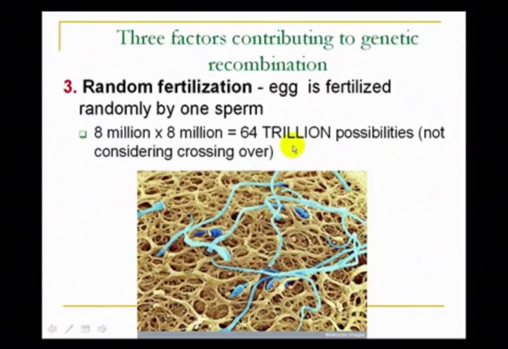So if as a female I can make 8 million different combinations based on independent assortment, and I release one egg, which is random, the egg that I release is random, and the sperm that gets to that egg is random, and there's 8 million different combinations of sperm that males can make. If you multiply those together, there's actually 64 trillion possibilities, genetic possibilities for your offspring. So that means if 2 mates produce 64 trillion offspring, there's a chance that none of them are genetically identical.